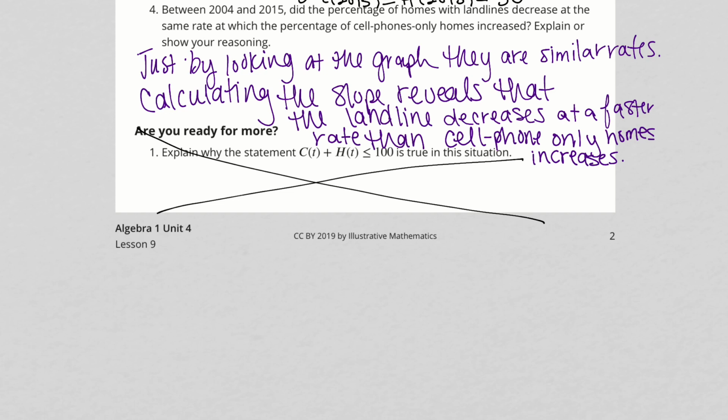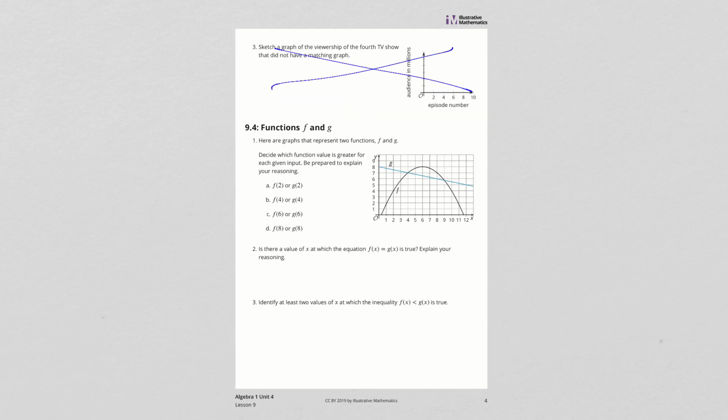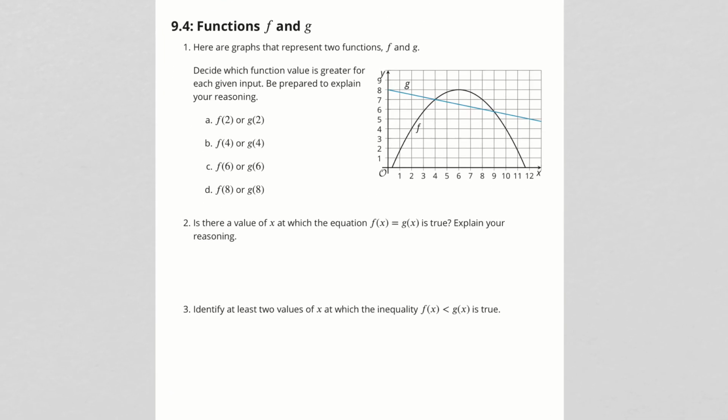All right. So on this next page, we're actually going to skip this whole page and then go to the next page. And we're going to skip the top part. Now we're going to do functions, F and G. So 9.4. Here are graphs that represent two functions, F and G. Decide which function value is greater for each given input.